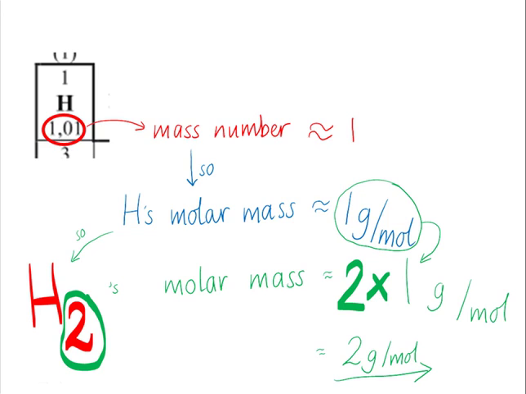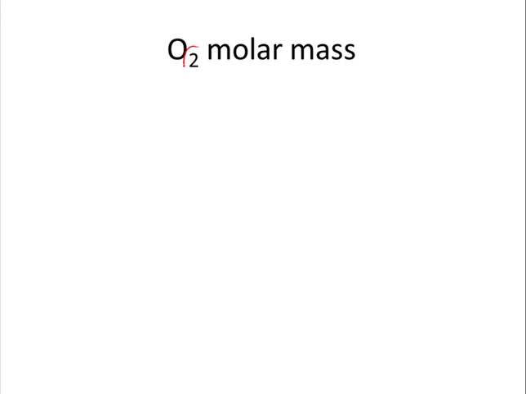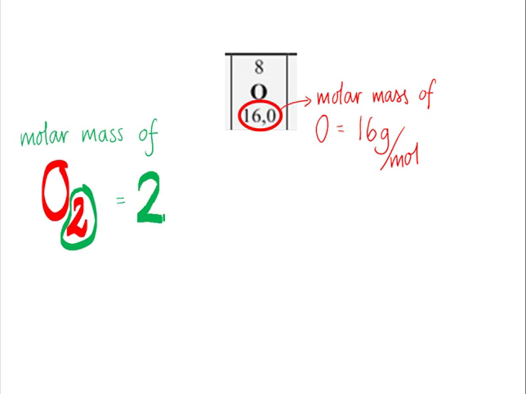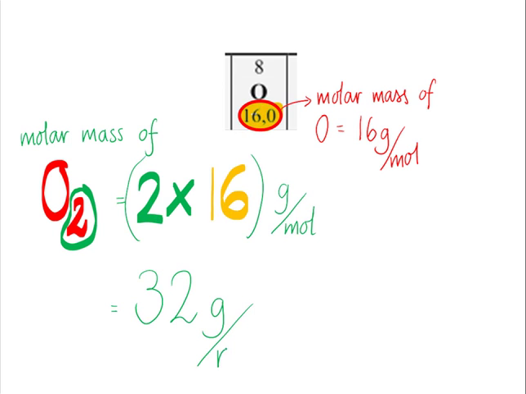What's the molar mass of oxygen gas? Oxygen gas is also a diatomic molecule. Its formula is O2, and therefore its molar mass is double what's given on the periodic table, because that just refers to O, 16 grams of O per mole of O. So 32 grams of O2 per mole of O2.